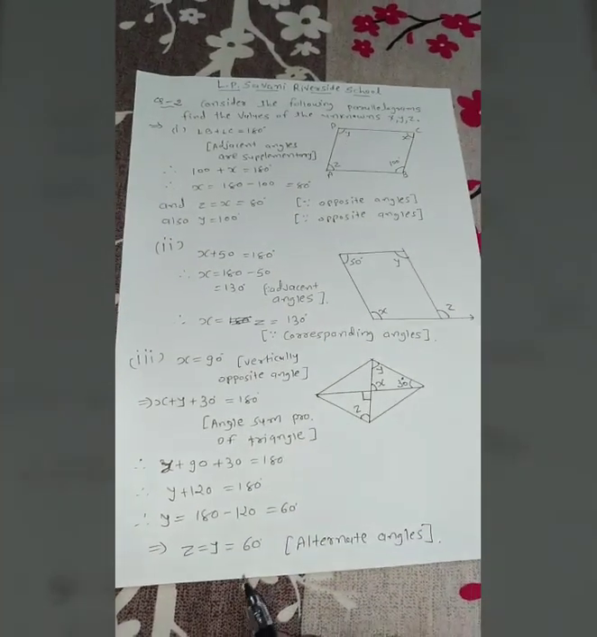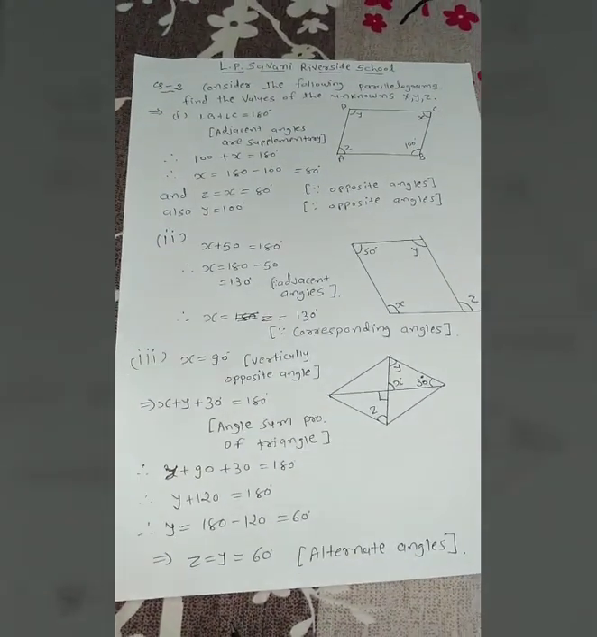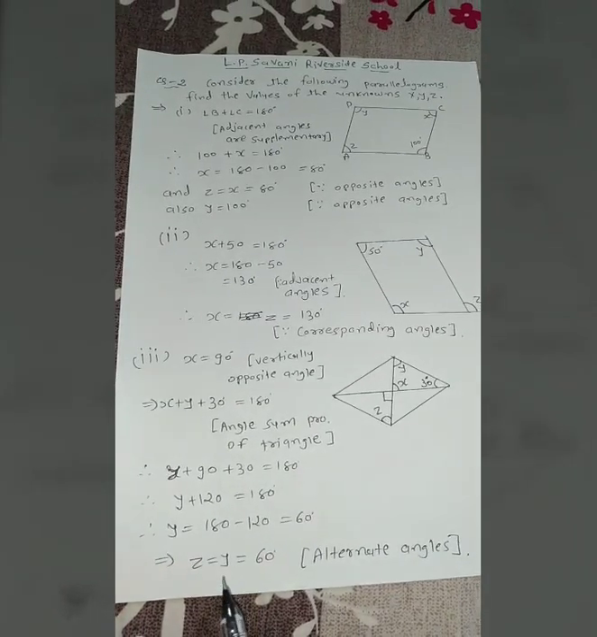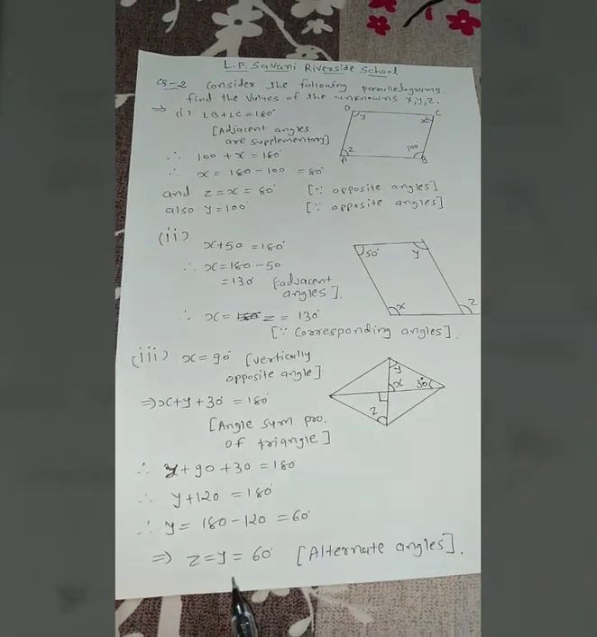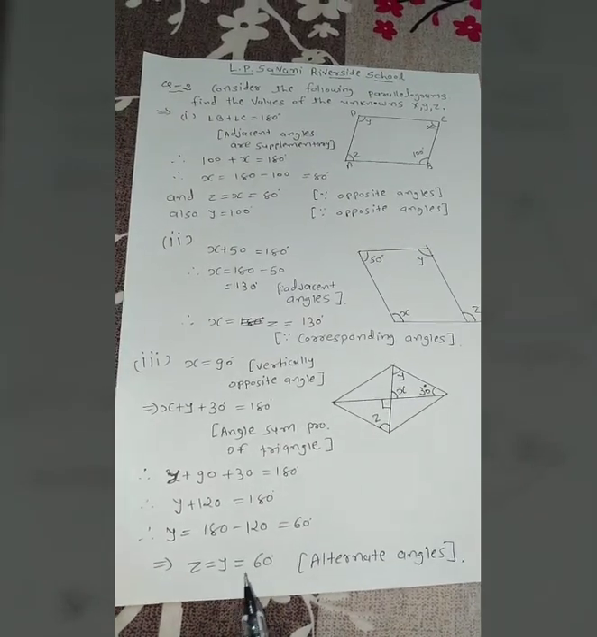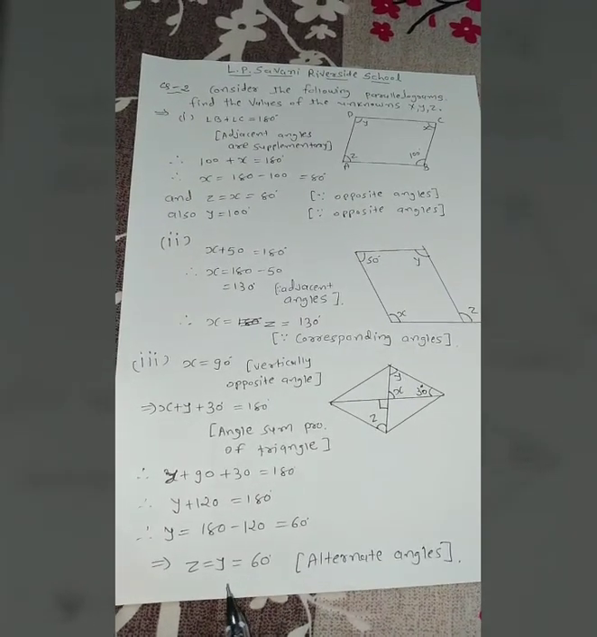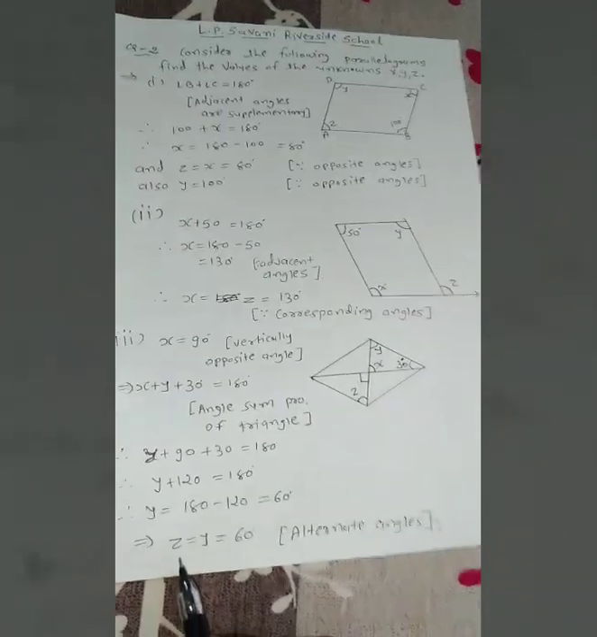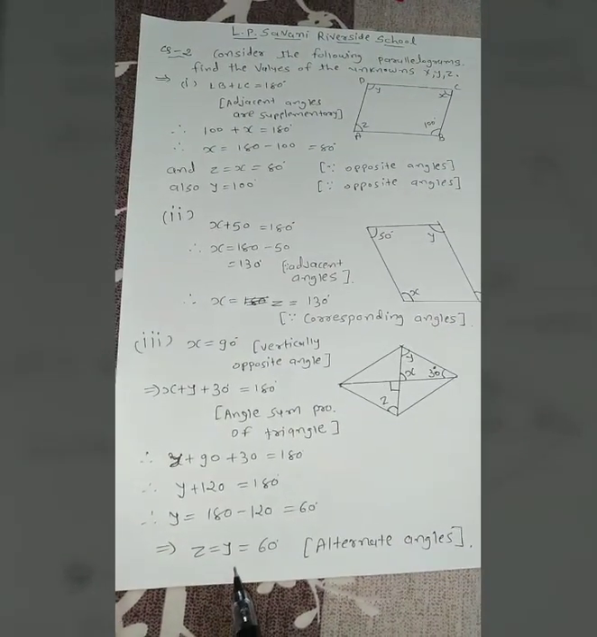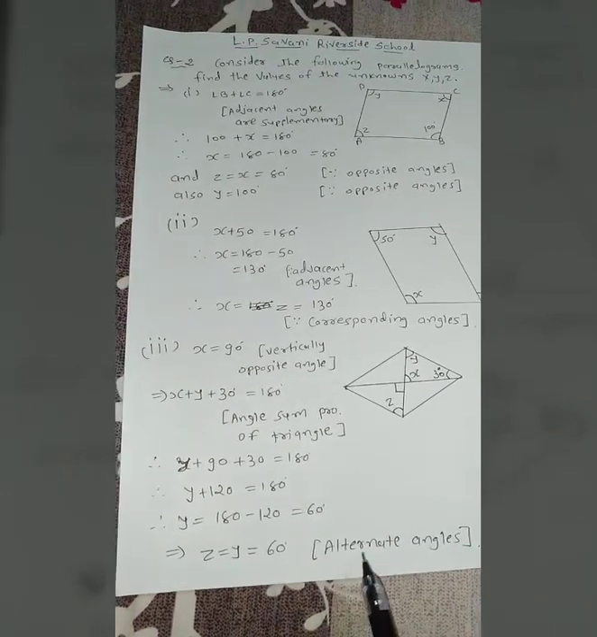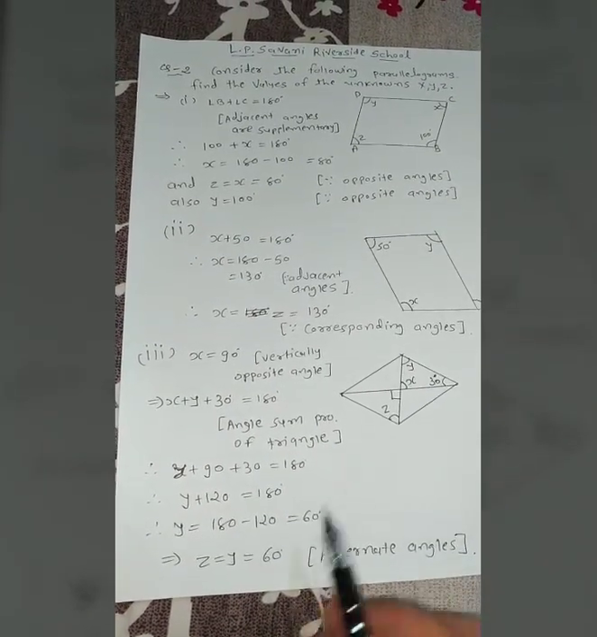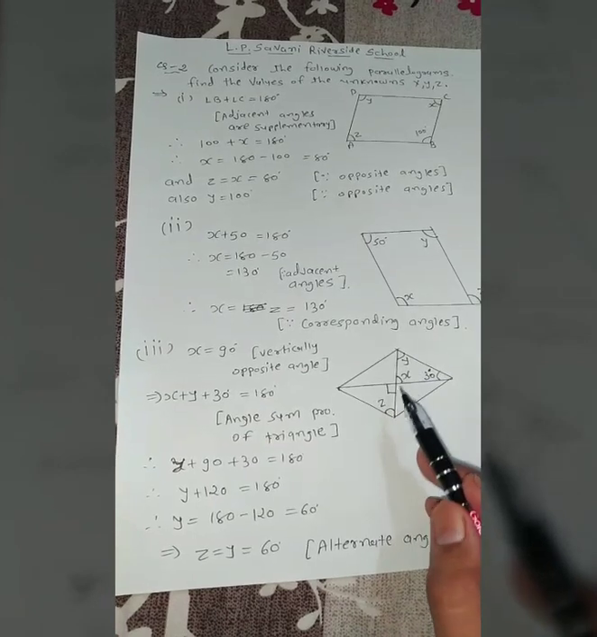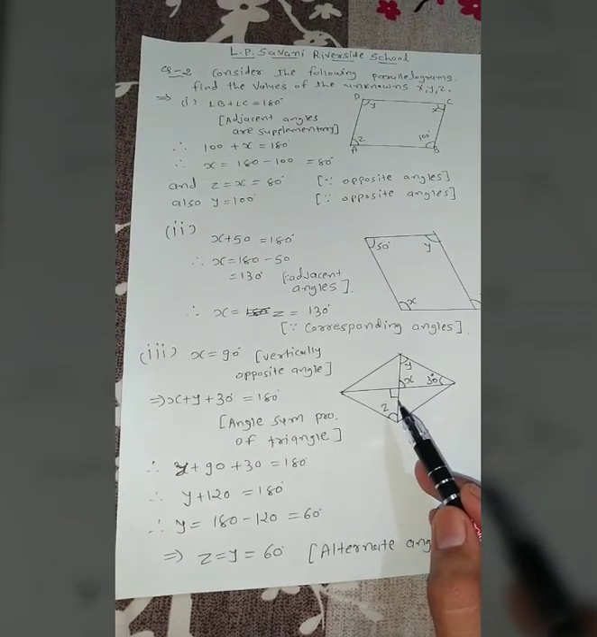Okay, this is the simplest example. You can use only the properties of parallelograms and triangles. Okay, and in this way you can find any angle, any sides or any kind of pairs of angles. Okay, so z is equal to y is equal to 60, which are the alternate angles. Here z and y are the alternate angles.